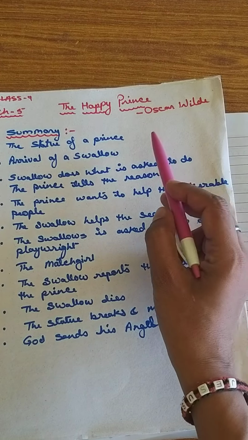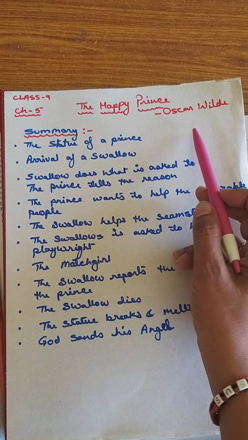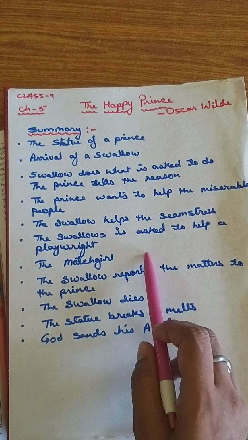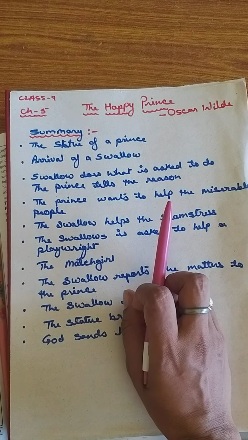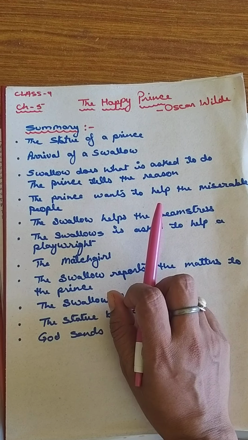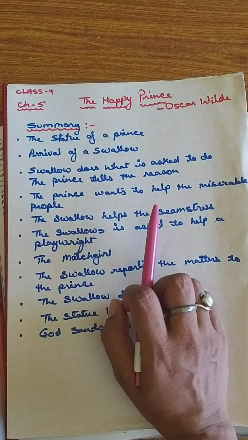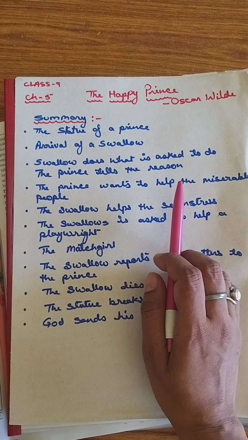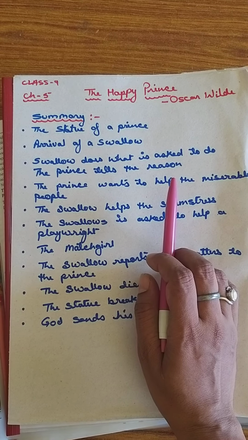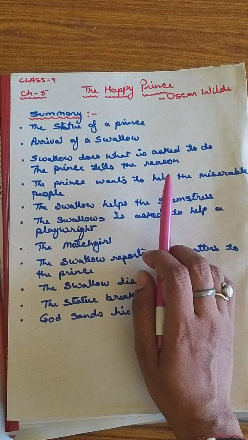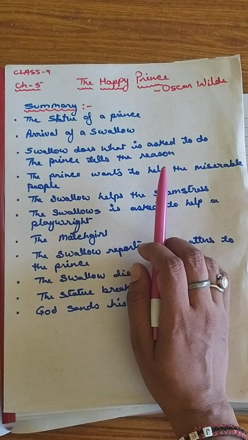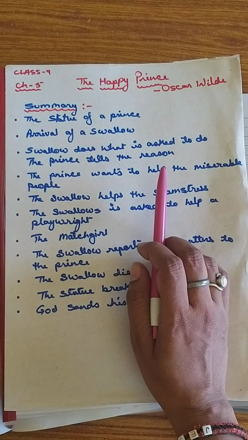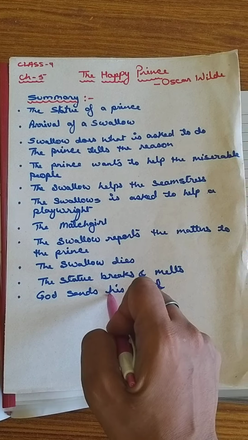The writer Oscar Wilde, who was called a man of letters in English literature, has written this. Some of his stories have become proverbial. The Selfish Giant and The Happy Prince are the most celebrated stories, not only of Oscar Wilde but also of English literature. Here we are going to learn the summary of The Happy Prince.